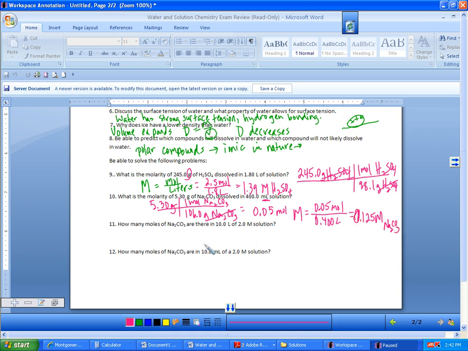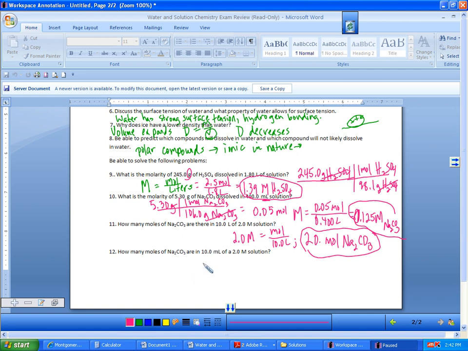And that's a 0 right there. Doesn't look like one. Okay, how many moles of Na2CO3 are there in 10 liters of a 2 molar solution? So 2 molar is equal to moles over 10 liters. So that tells me that I have 20 moles. And I want 2 significant digits, so I should just say 20 moles of Na2CO3. So there's that correct answer.